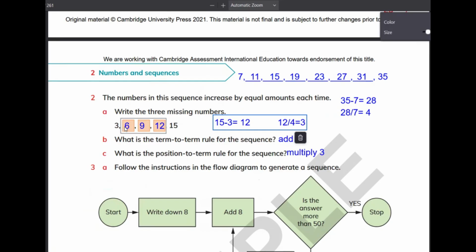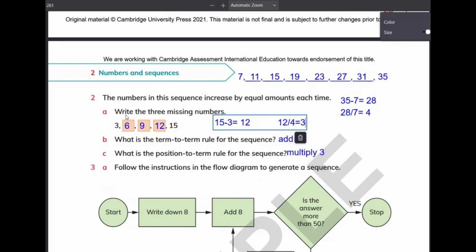3 plus 3 is equal to 6. 6 plus 3 is equal to 9. 9 plus 3 is equal to 12. And 12 plus 3 is equal to 15. Why do we divide by 4, when we have only 3 missing numbers? We divide by 4 because we add the term-to-term rule 4 times.